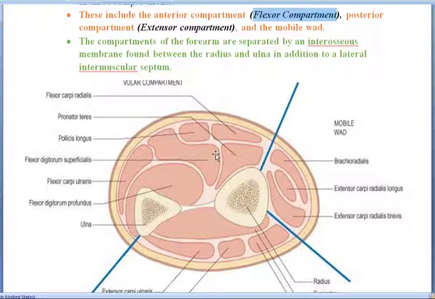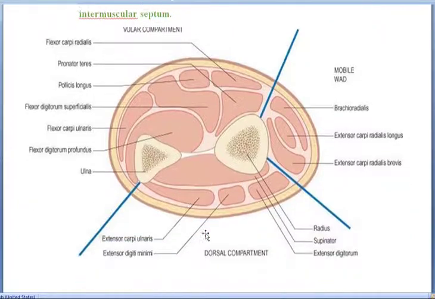Why is the anterior compartment called the flexor compartment? Because whenever these muscles contract, we have taken here a horizontal section of the forearm, they pull your hand upward, so we say flexion of the hand. And when the posterior compartment muscles contract, they bring the hand back to its original position. That movement is called extension. That's why the posterior compartment muscles are called the extensors.